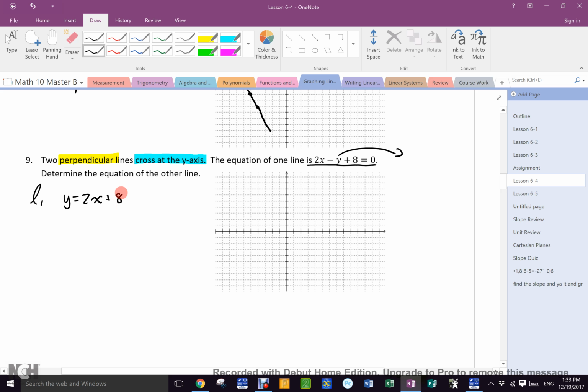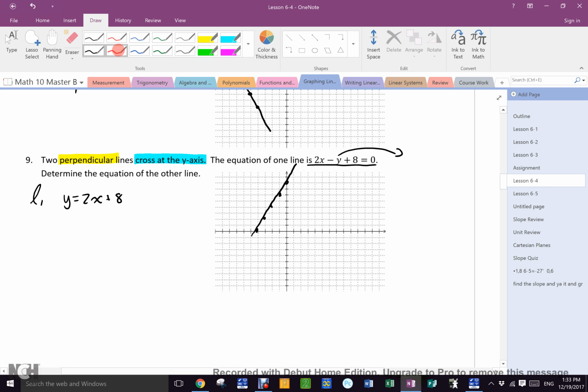Could we graph that? Yeah. Graph it. Where would it go? You go 8 up. 8. And then what? Down 2, left 1. Can I go up or would I go off the graph? I'd go off the graph. So I'm just going to go down. And there's my line, yes?